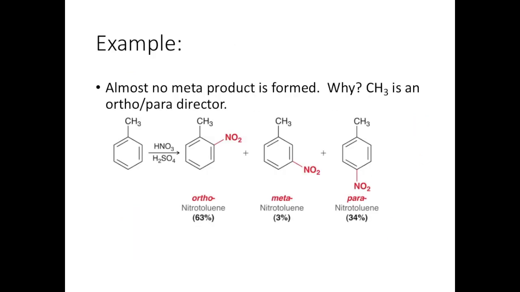So if we take toluene, methylbenzene, and we do a nitration reaction, so we're using HNO3 and H2SO4, we get primarily two products, the ortho and para products. We get so little of the meta, we can really just ignore it. So an alkyl group is an ortho-para director.